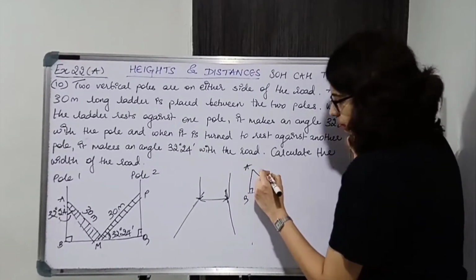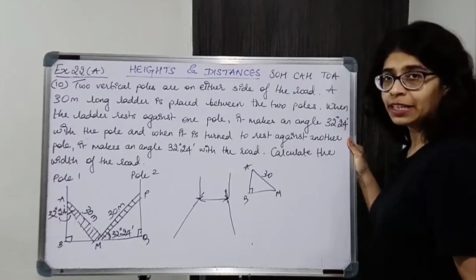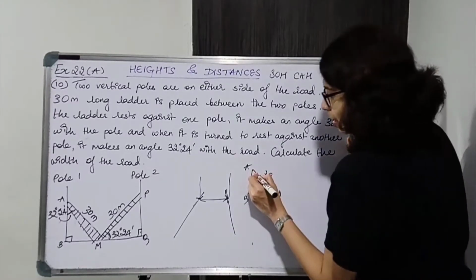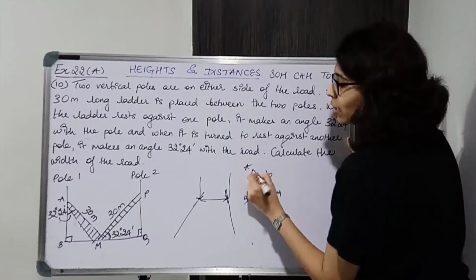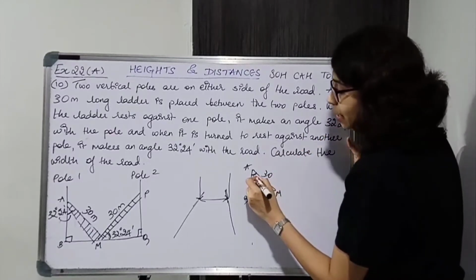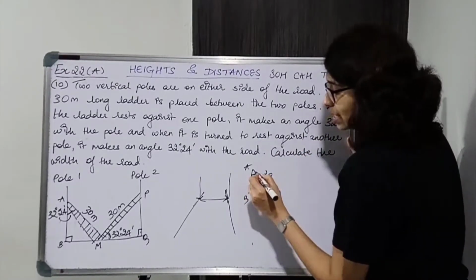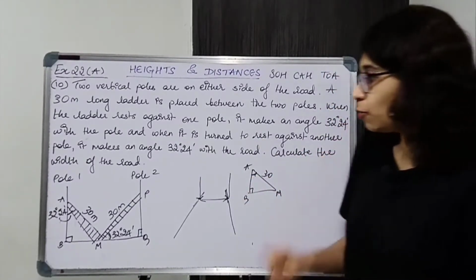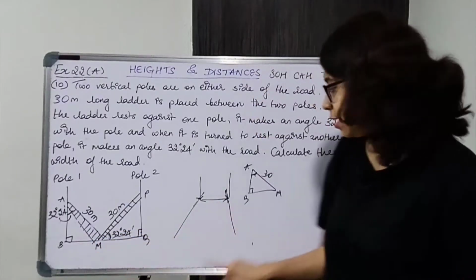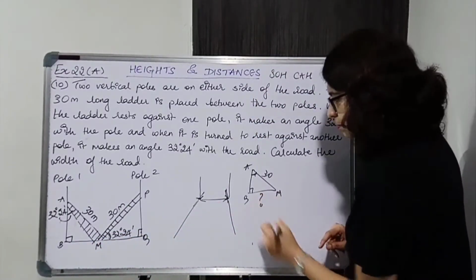AM is the ladder, 30 मीटर का लेंथ है. Now ladder and pole के बीच का angle is 32 degrees 24 minutes. So this angle we know. What we need to find? BM. BM find करना है.